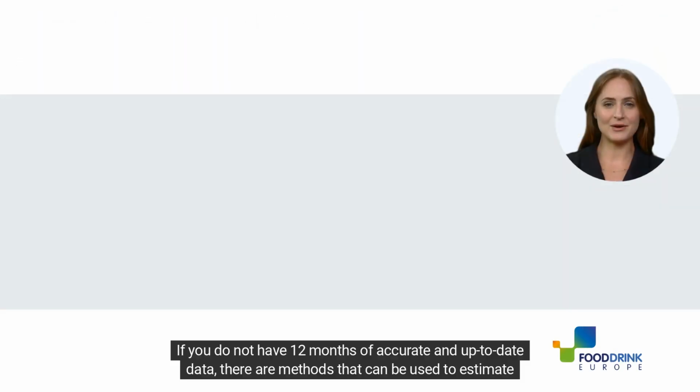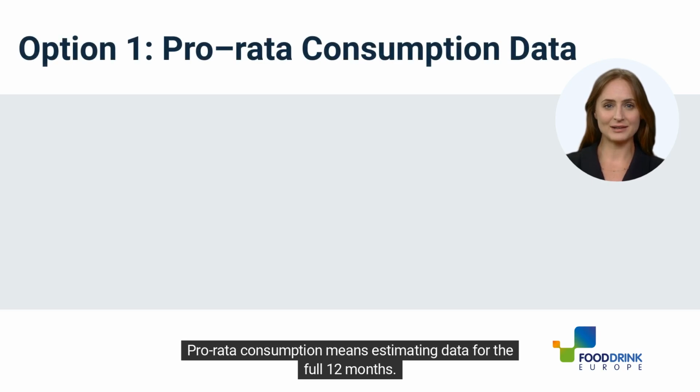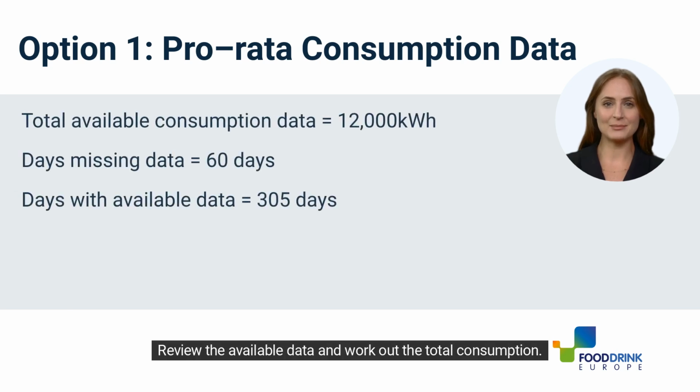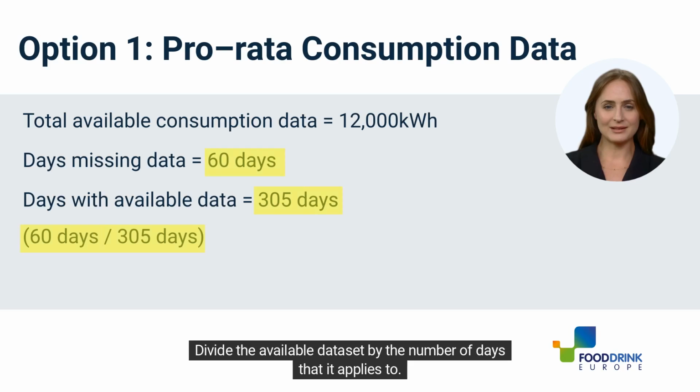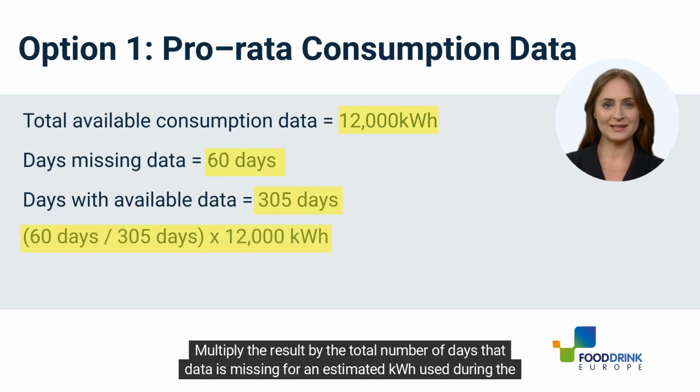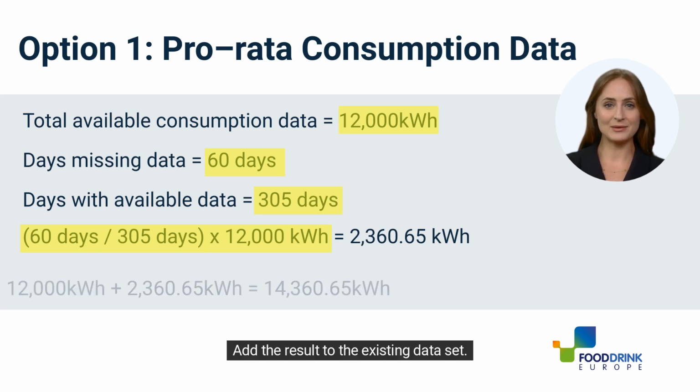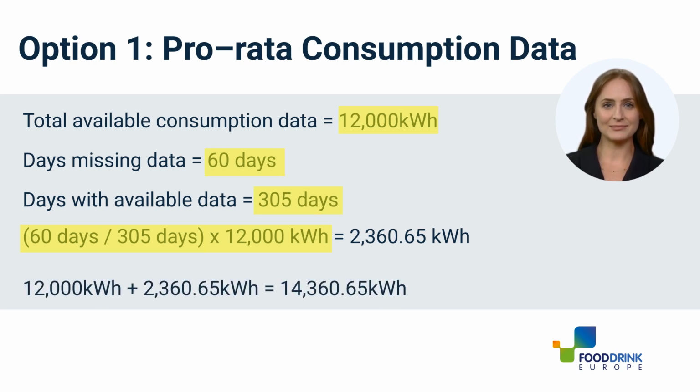If you do not have 12 months of accurate and up-to-date data, there are methods that can be used to estimate it. Pro rata consumption means estimating data for the full 12 months. Review the available data and work out the total consumption. Divide the available dataset by the number of days that it applies to. Multiply the result by the total number of days that data is missing for an estimated kilowatt-hour use during the missing period. Add the result to the existing dataset.